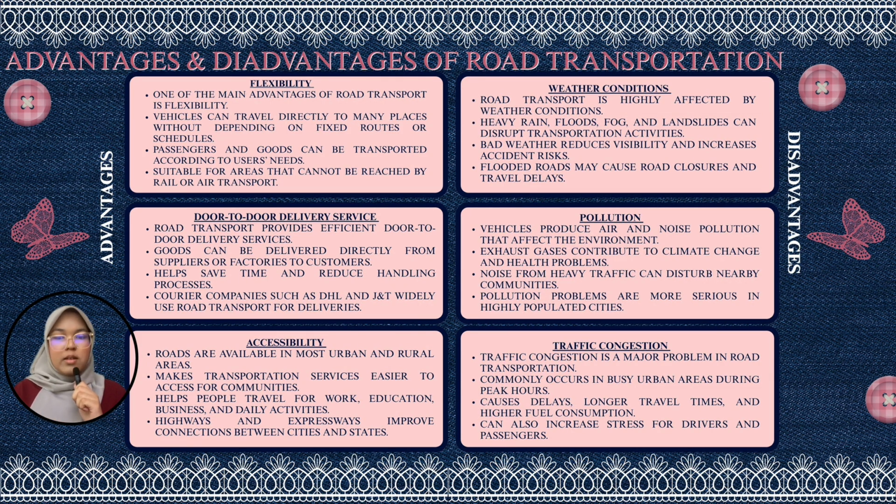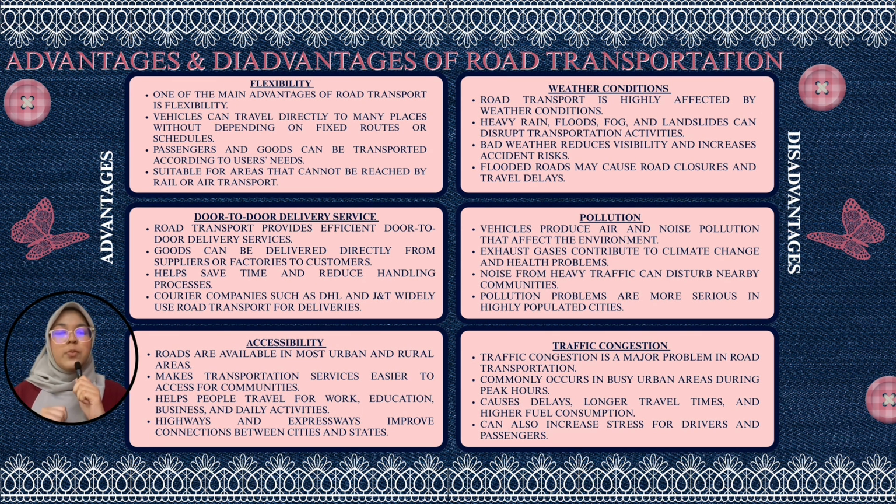to their destinations. Another advantage is door-to-door delivery service. This means products can be delivered directly from suppliers to customers without changing transport systems. It helps save time and makes delivery more efficient. For example, courier companies such as DHL and GDex use road transportation to deliver parcels directly to customers' houses.